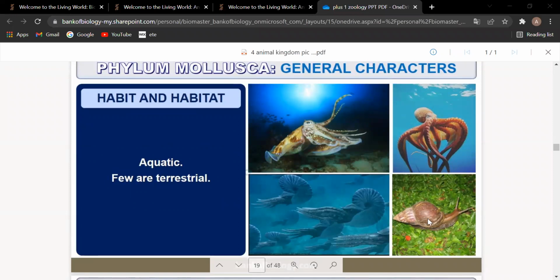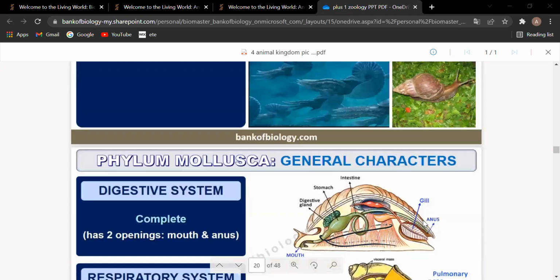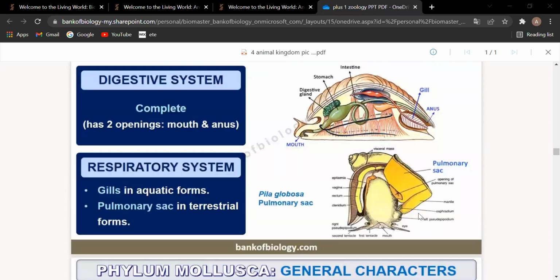You can see these on your compound walls also during the rainy seasons. So during the rainy season, if you have seen something like this on your compound walls as well, this is a very common one which is seen everywhere in our areas. Digestive system: complete. It has two openings, mouth and the anus. In the diagram itself, you can see the two openings very clearly.